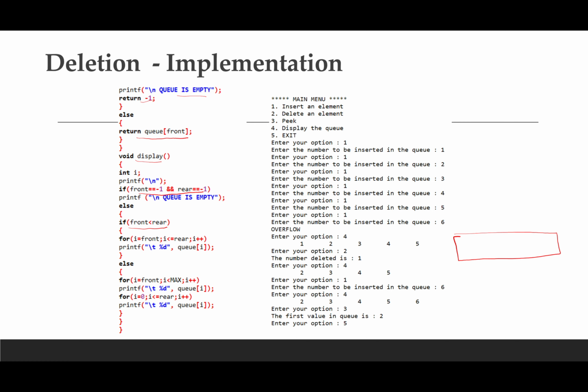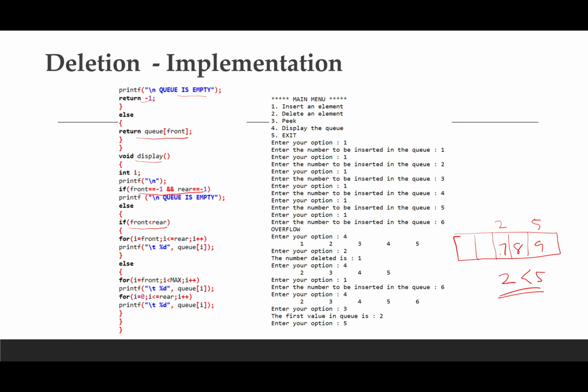When will front be less than rear? For example, if the queue is like this, front is less than rear, with elements 7, 8, 9. What is the front position? It is 2, and rear is 5. So 2 is less than 5, this condition is true here. So from the front position the values will be printed.